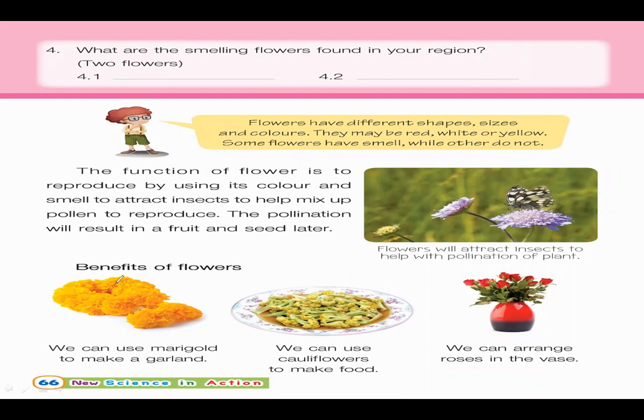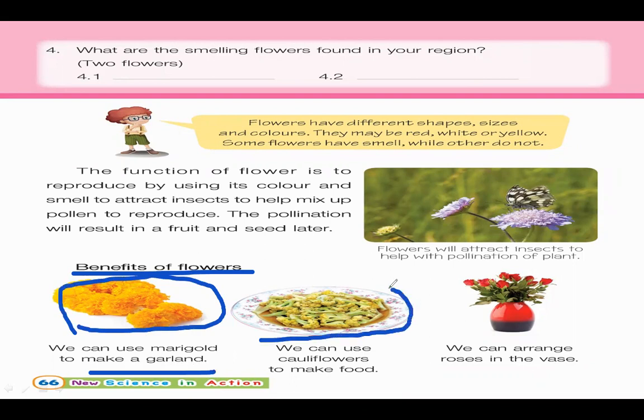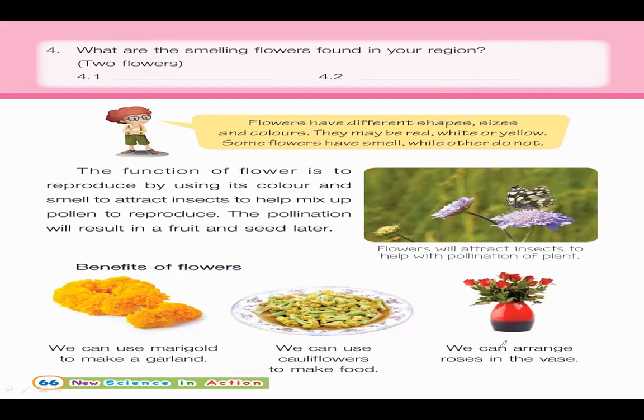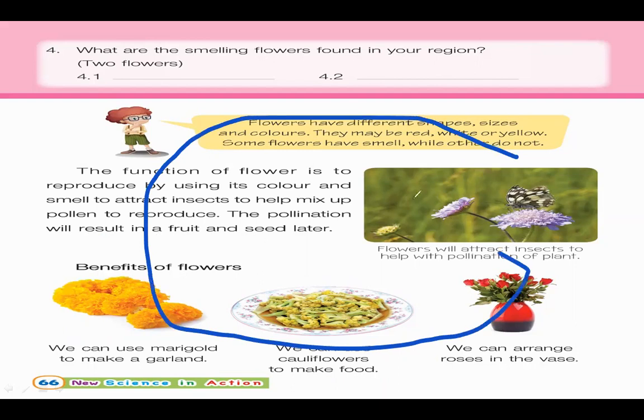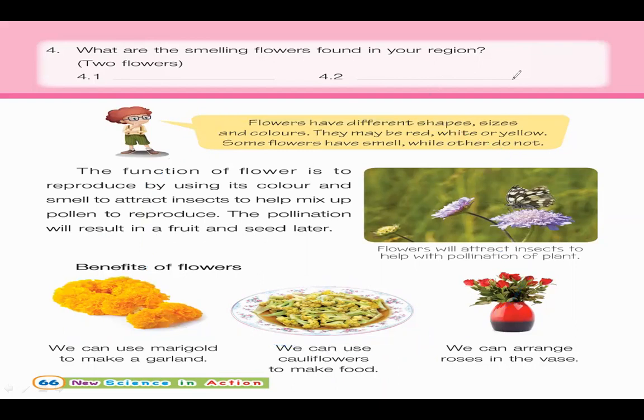Look at these benefits of flowers here. This one, the marigold, we can use to make garland. And this one, the cauliflower, we can use to make food. You can find it in the market. And this one also, we can arrange roses in a vase. So these are the benefits of flowers. In this portion, students, you don't need to do anything here. This is just information for you to know the benefits of flowers.